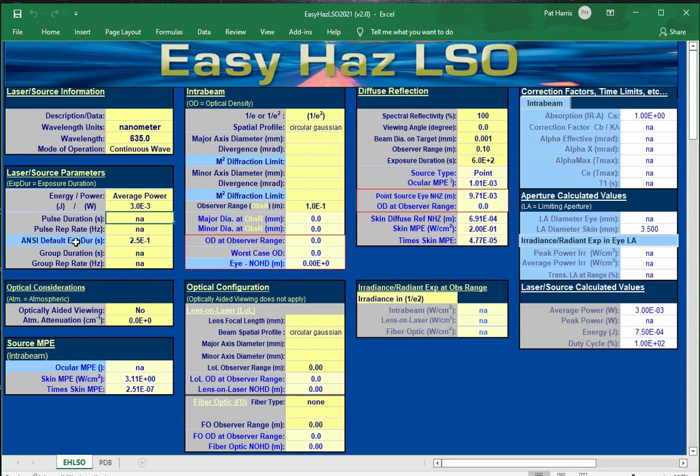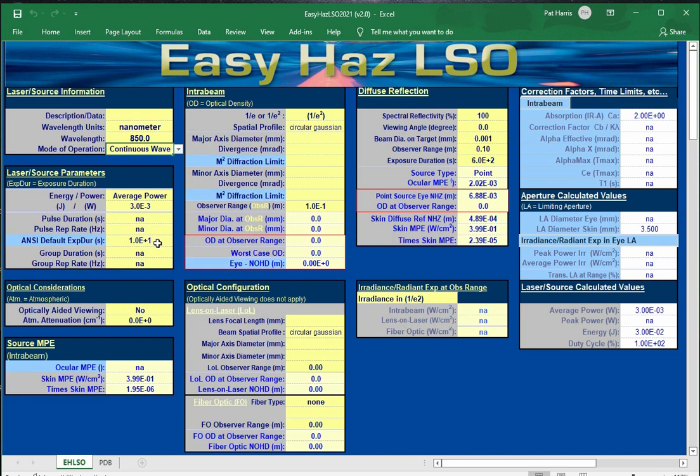The ANSI default exposure duration we're using is 1/4 of a second. That is the ANSI default for an unintentional or accidental exposure to a visible wavelength. Let me just show you how that works. What if we had a near IR wavelength, 850? You'll see that it automatically adjusts to 10 seconds. Now, you may ask, what if I don't want this adjusting?